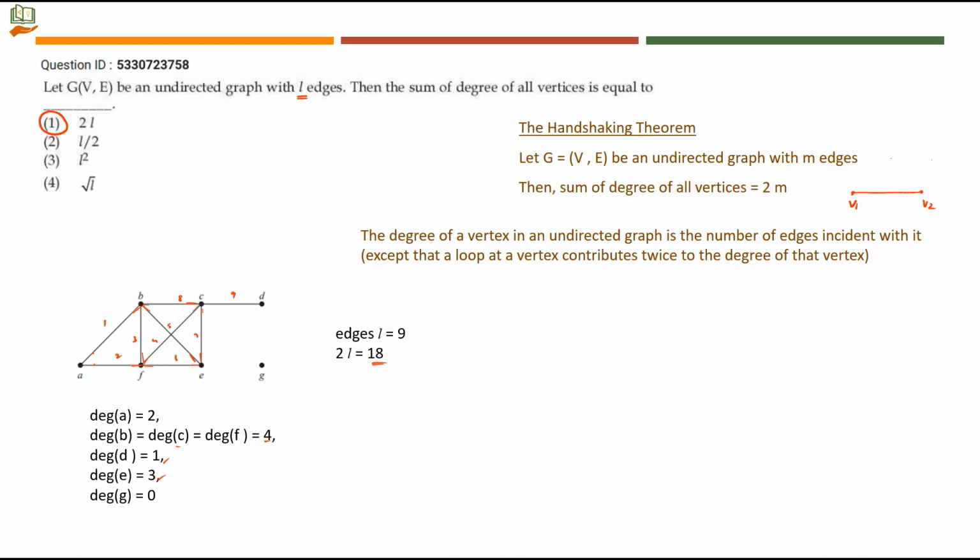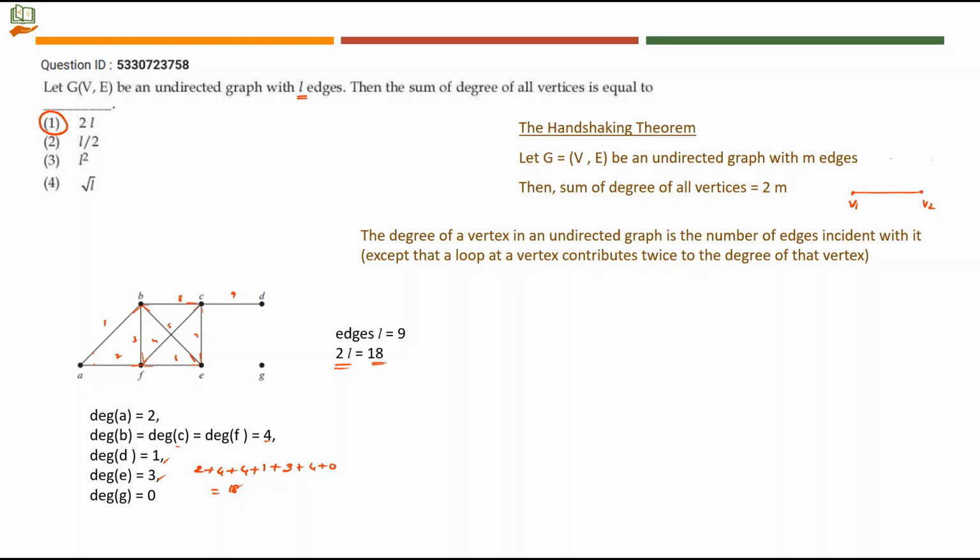Now we have to add the degrees of all vertices. A is 2, B is 4, C is 4, D is 1, E is 3, F is 4, G is 0. Just count: 2 plus 4 is 6, plus 4 is 10, plus 1 is 11, plus 3 is 14, plus 4 is 18. So this is how they are calculating it using 2 into L.